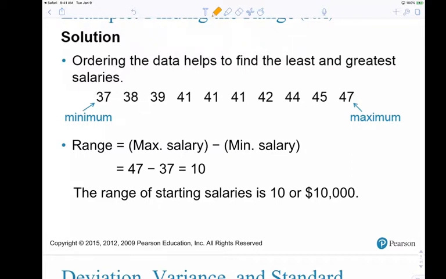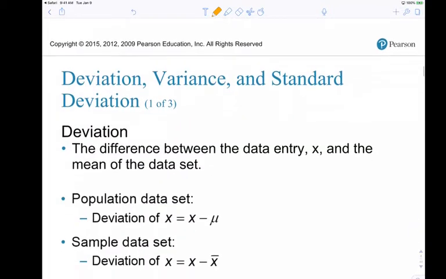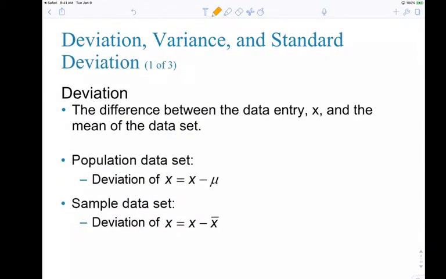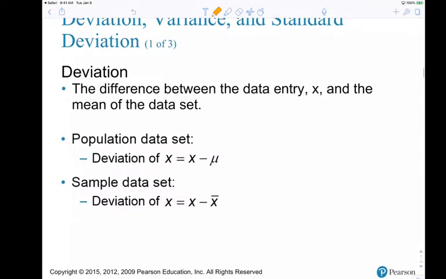Okay. So deviation, variance, and standard deviation. Deviation is the difference between the data entry X and the average of the data set. So to calculate deviation, first we need the average of the data, the mean, and then it's just the difference between that entry and the average. For a population data set, the deviation of X is X minus mu. If it's a sample data set, it's X minus X bar. Mu is a population mean, X bar is a sample mean.